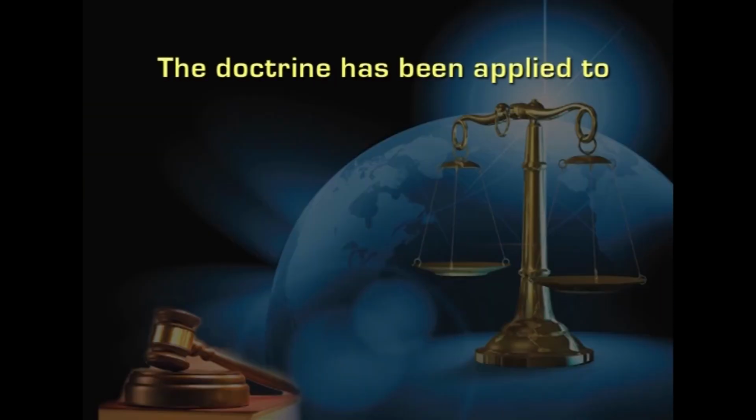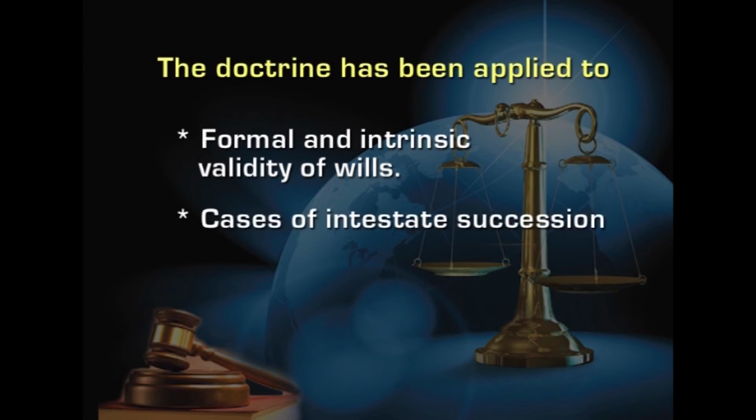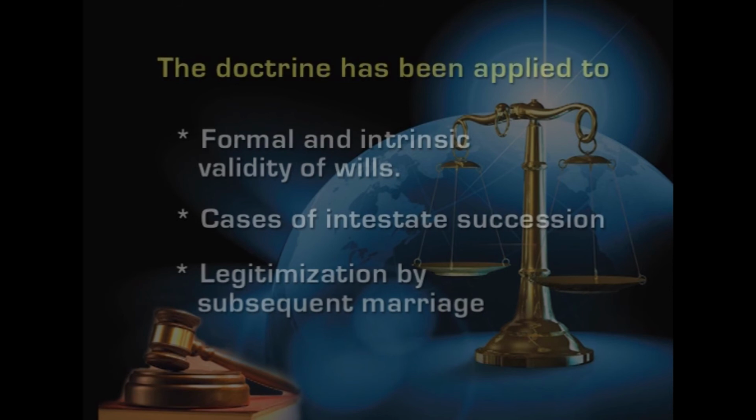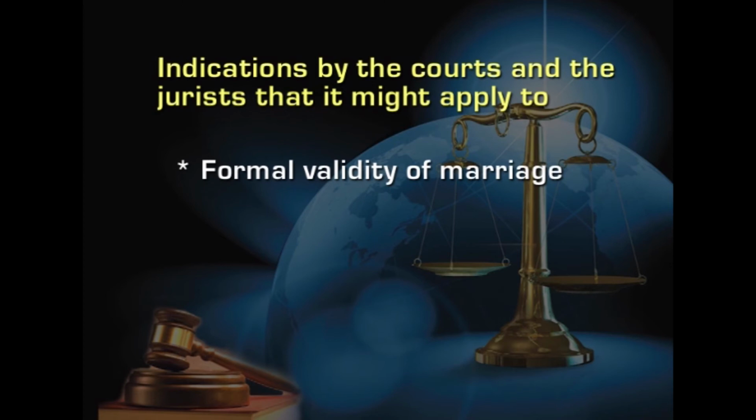In order to analyze the judicial and thus legal position of the doctrine of Renvoi in international context, it is important to first see the application of the doctrine. The doctrine has been applied to, firstly, formal and intrinsic validity of wills, secondly, cases of intestate succession, thirdly, legitimization by subsequent marriage. However, there are indications by the courts and the jurists that it also might apply to formal validity of marriage and the capacity to marry.